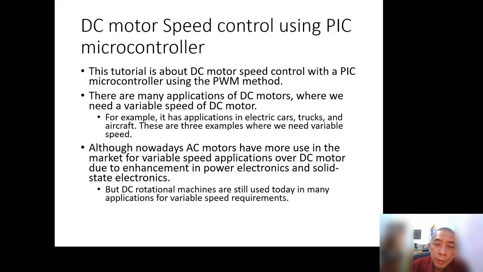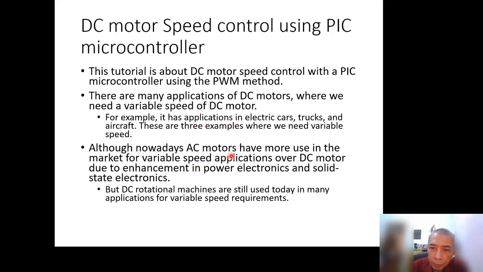So we have to go to the second example, which represents how to control the motor speed, especially the DC motor speed using the PIC microcontroller. So there are many applications of DC motors where we need variable speed of DC motors. For example, it has application in electric cars, trucks, and aircraft. And these are three examples where we need variable speed.